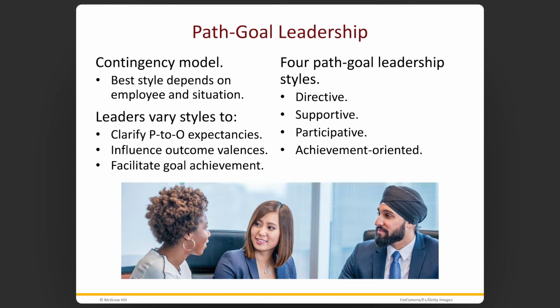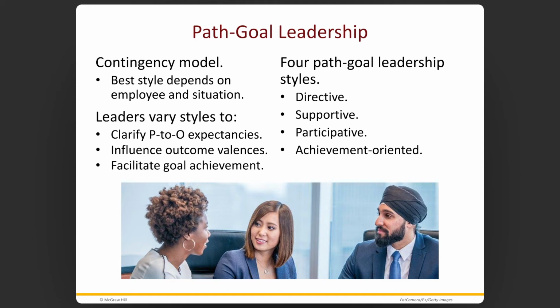Leaders use various styles to influence employees' expectations. That is the path to achieve results. That is the goal. And satisfaction. That is the outcome variance. They clarify the link between the employee behaviors and the outcomes. That's the P to O expectancies. They influence the variance of those outcomes, and they provide a work environment to facilitate goal accomplishments.